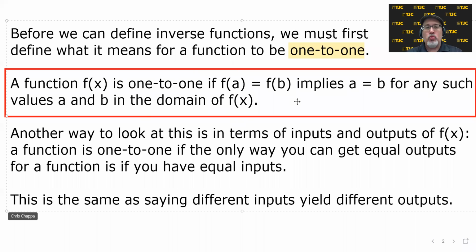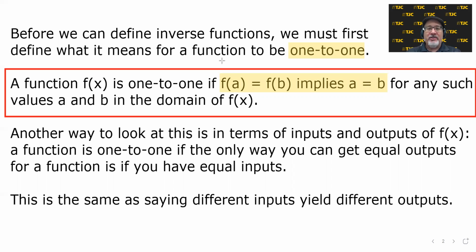A function f of x is one-to-one if and only if f of a equals f of b, and let's highlight this part, f of a equals f of b implies a equals b for any such values a and b in the domain of f of x. Well, that last part is just saying that these have to be numbers that we can put into the function to begin with. But what the highlighted part in the red box is saying is, if we put two numbers into a function and they come out equal, so f of a equals f of b, then being one-to-one means that your inputs were the same to begin with. A is equal to b.